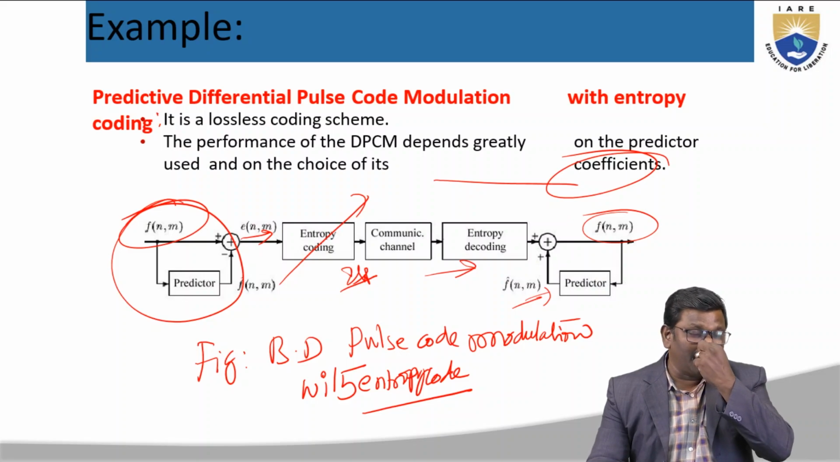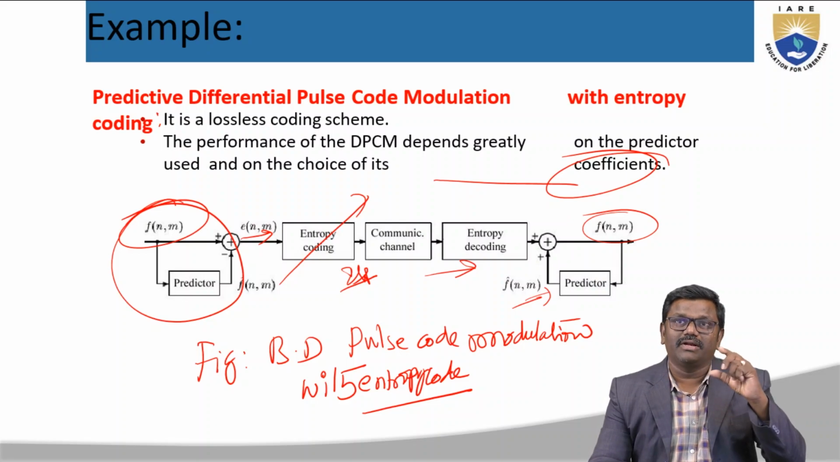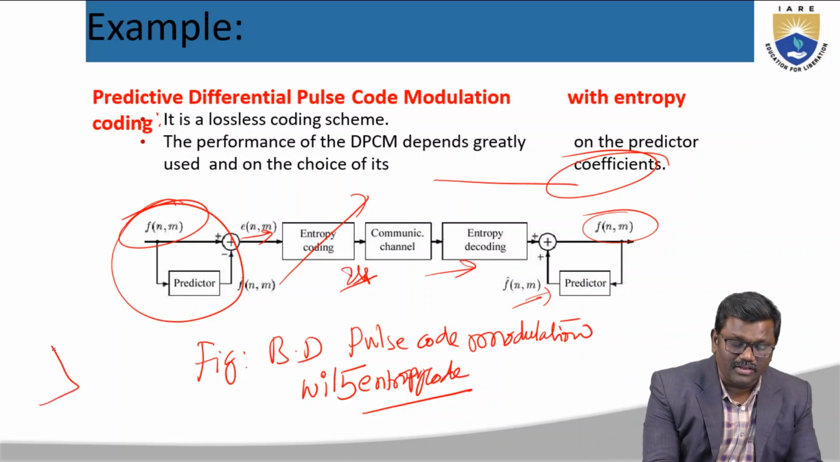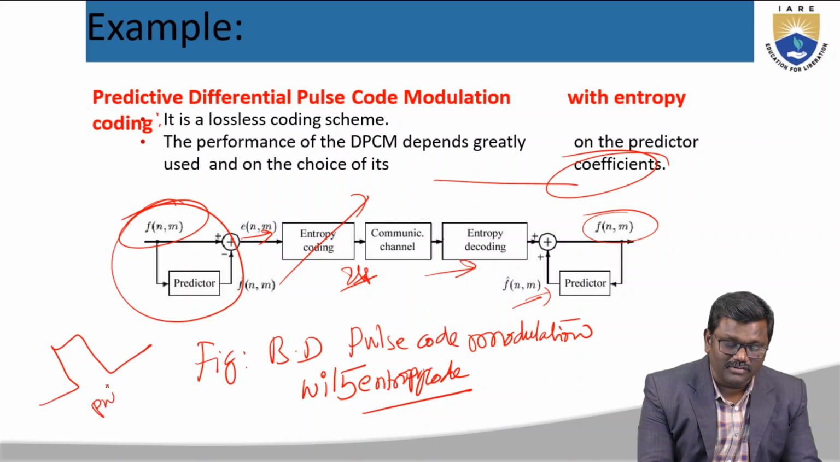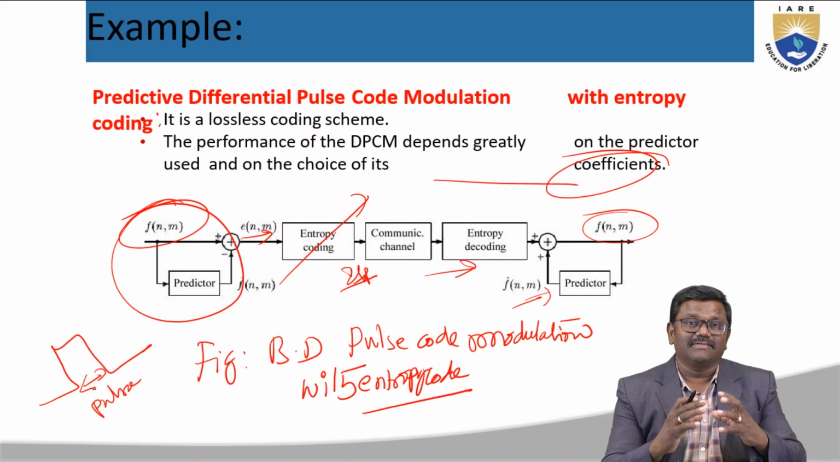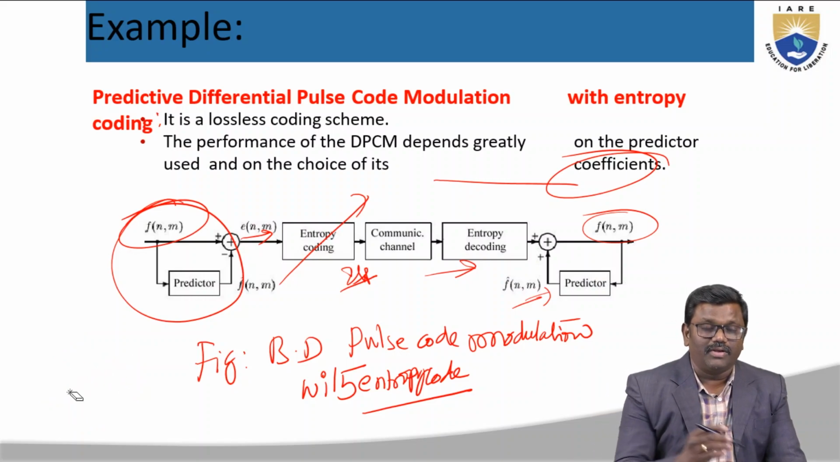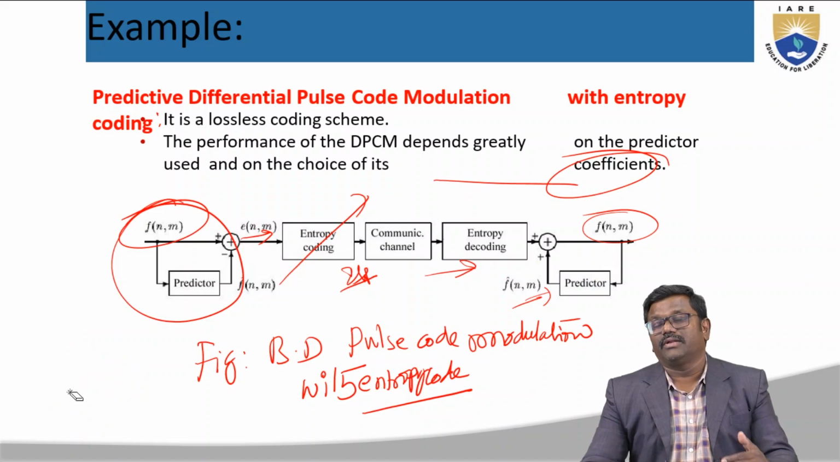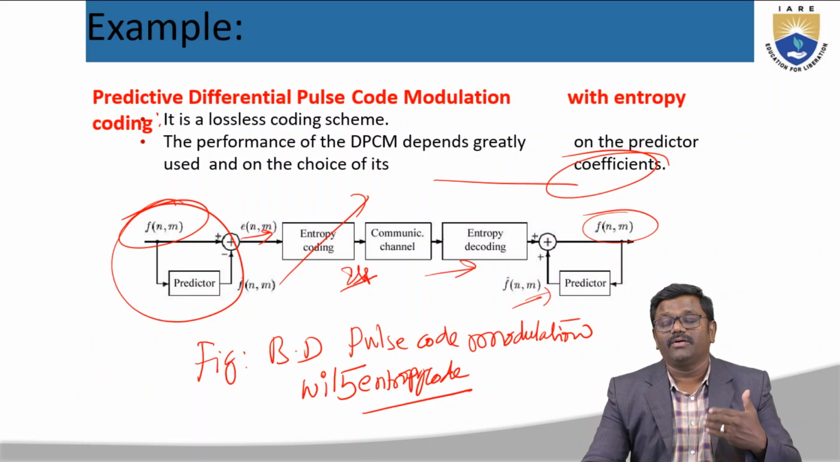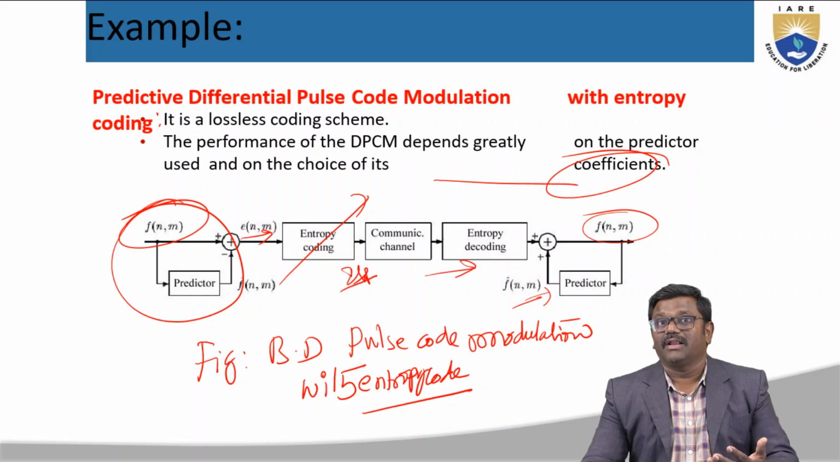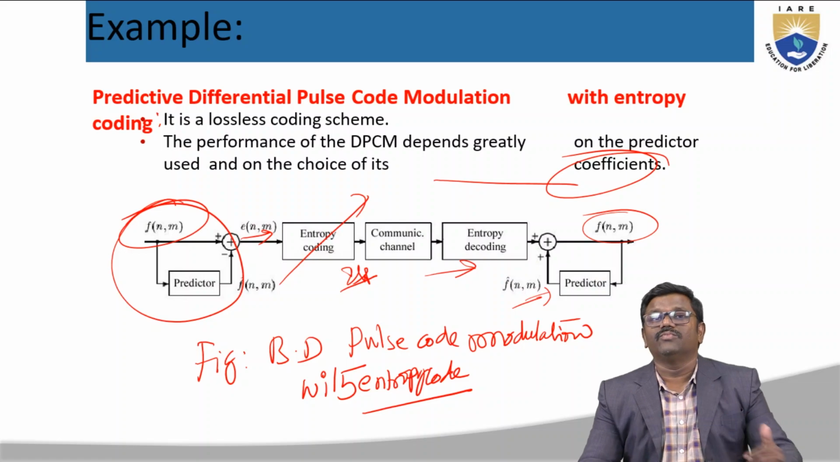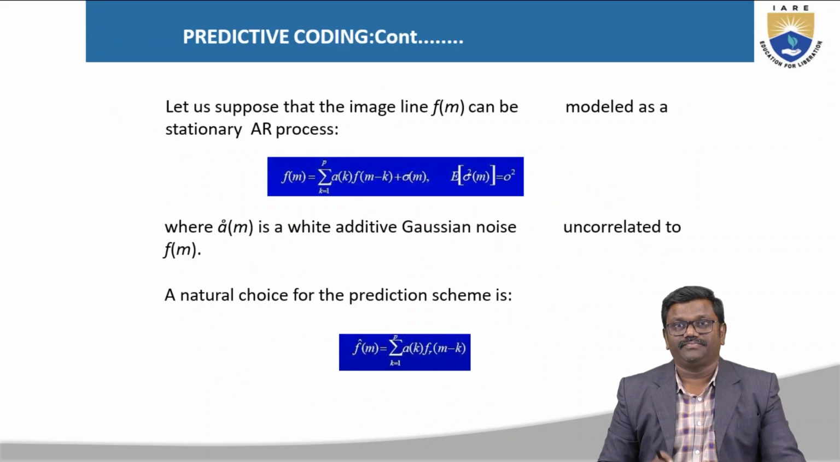So why do we consider predictive differential pulse code modulation with entropy code? In this case, the width of the pulse of modulation will be very small, and we send information over the channel very fast. That is what we concentrate on. The communication channel based on predictive code will run in a smooth and fast way.